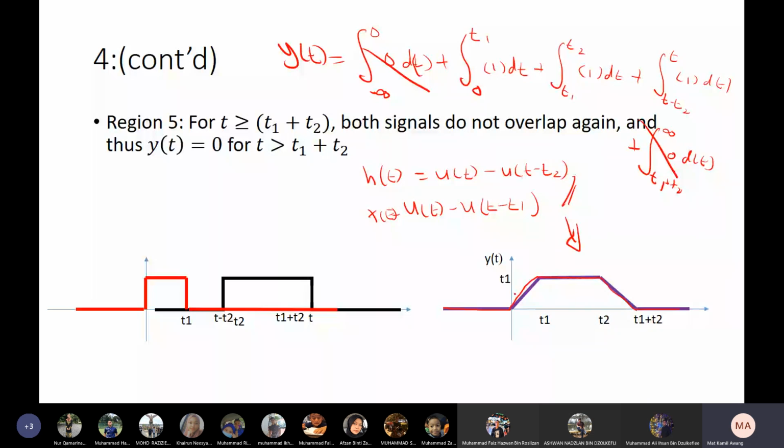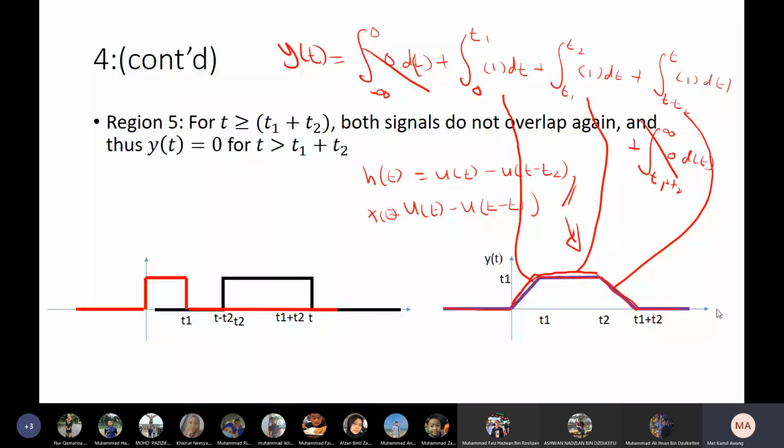This is the first one, this is the second one, this is the third one. So this is actually the whole equation for the convolution for this example. So you need to recognize the piecewise regions, and for each region you have the interval for your integration. So this is for number 4.